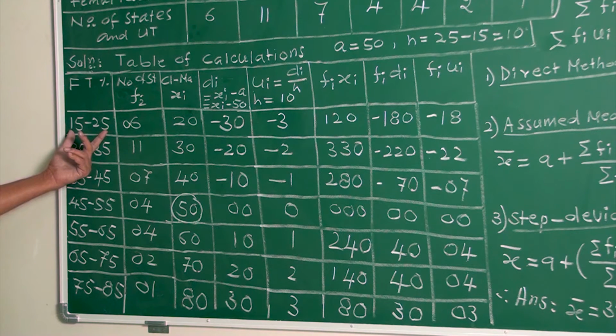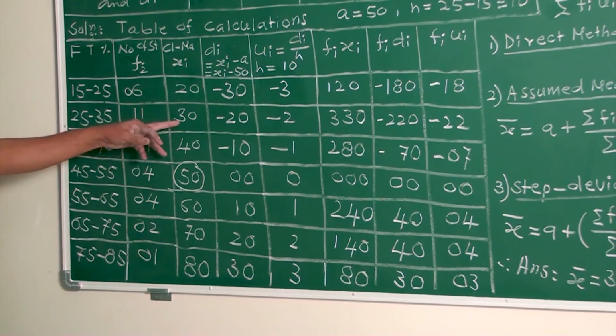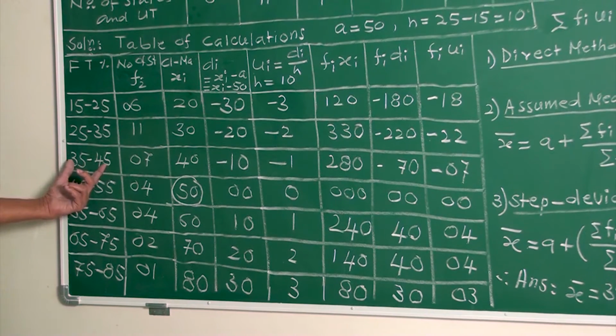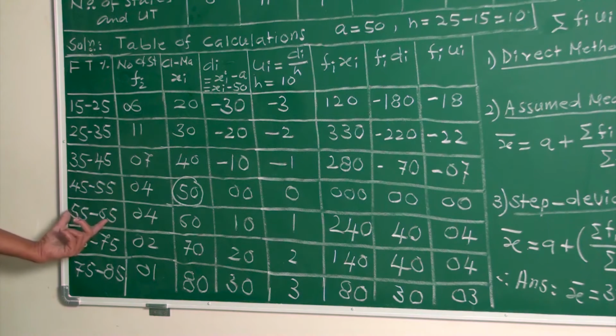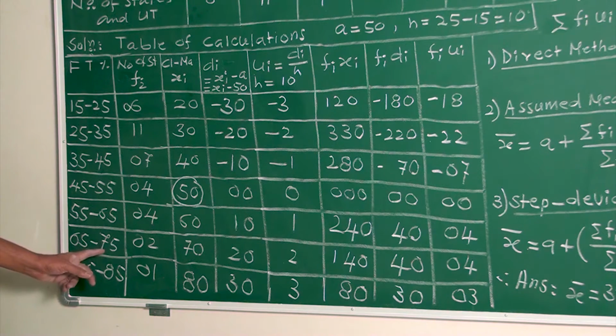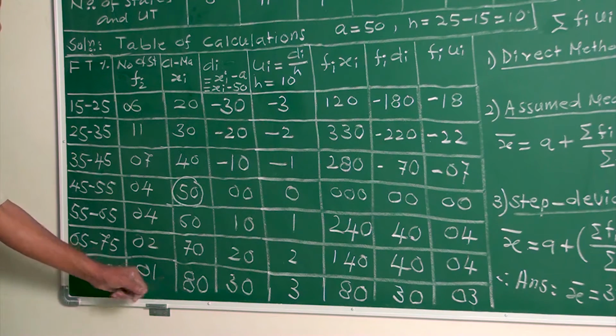15 plus 25 is 40, 40 divided by 2 is 20. 60 divided by 2 is 30. 70 divided by 2 is 40. 100 divided by 2 is 50. 120 upon 2 is 60. 140 upon 2 is 70. 180 upon 2 is 80.